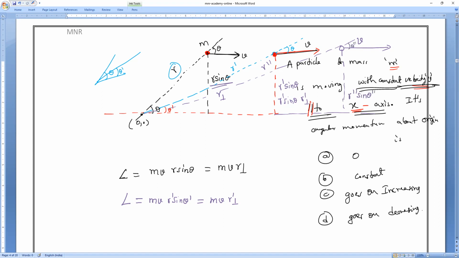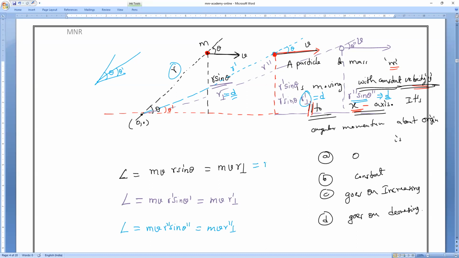Clear? But if you notice, are all of them equal or not? Height. R perpendicular remains constant or not? Everyone, yes or no? Let us take r perpendicular as d here. Then what about here? R dash perpendicular is also d only. And here r double dash perpendicular is also d. Understanding? So at any point I can write mv r double dash sin theta double dash, which equals mv r double dash perpendicular.